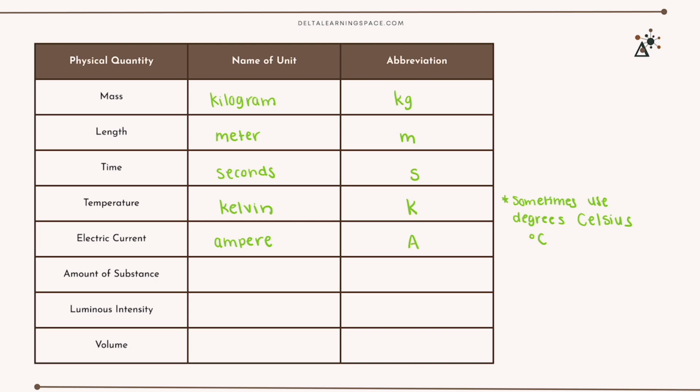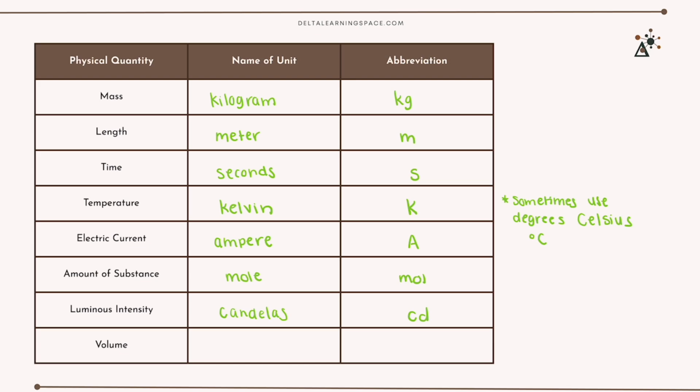Our next measurement is one often used in chemistry, which measures the amount of a substance, measured in the number of particles, and those can be atoms, molecules, ions, or electrons. The unit is the mole, abbreviated to mol. Our second to last is the measurement of luminous intensity, which measures the visible light that is emitted and can be perceived by the human eye. This is measured in candelas, abbreviated to cd.